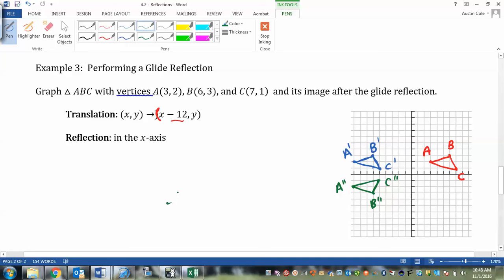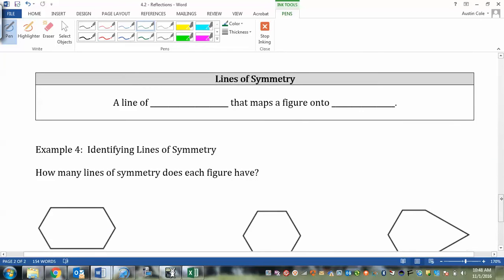So as you can see, we went from ABC and slid it over to A prime, B prime, C prime, and then we reflected it over the x-axis, which is A double prime, B double prime, C double prime. Questions there? Okay, last idea here is this idea of recognizing lines of symmetry. So a line of symmetry is a line of reflection that maps onto itself. Again, maps would just be, hey, if you folded something or you reflected it, it would actually be on the same figure.